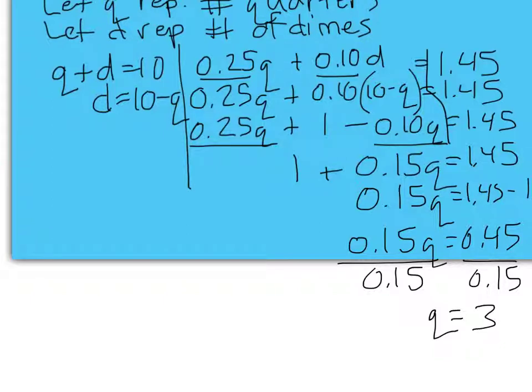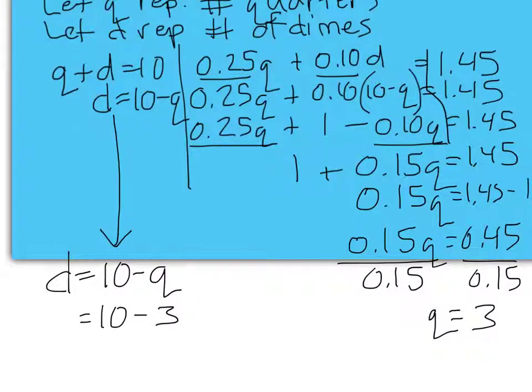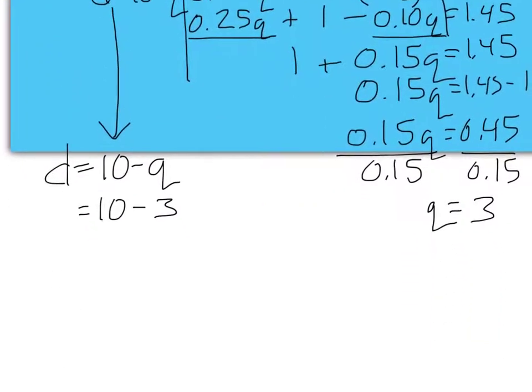So now, if Q equals 3, that means I have 3 quarters. I am going to use this and bring it back to this equation over here. The number of dimes, I'm just going to bring this down, is 10 take away Q. I know the value of Q now. 10 take away 3 equals 7.